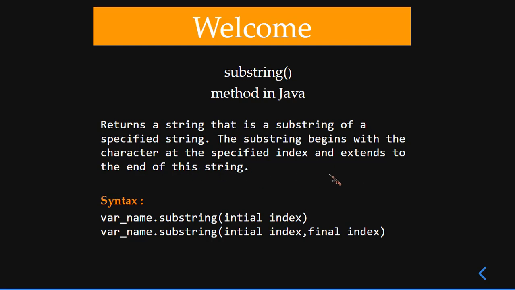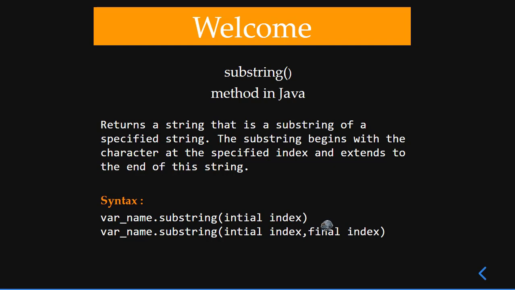So what does it mean? First we have to understand the syntax of the substring. We can write substring in two ways. First, we define the variable name, our source, the variable from which we want to extract some part of the string, then a dot, then the substring method, and then the initial index. In the second way, variable name, substring method, and then the initial index and final index. With substring, we are able to extract a small part from the string.